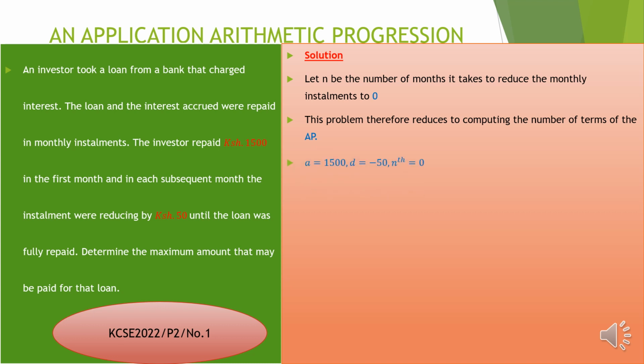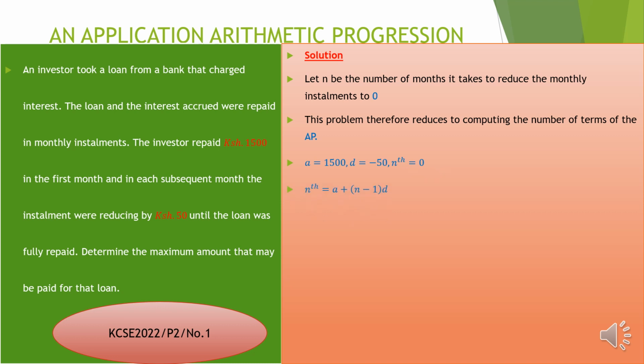Recall from the question that a, which is the first term, is going to be taken to be the first installment, which is 1,500. The common difference is going to be negative 50, because each subsequent installment is reducing by 50. And the nth term, which is also the last term, is going to be 0.